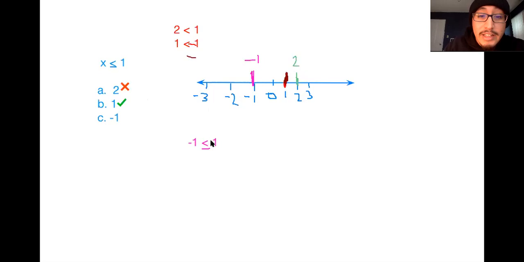And then let's keep going. Negative 1 is less than or equal to 1. Is negative 1 equal to 1? No, one is negative, the other one is positive. So although they're not equal, negative 1 is less than 1. So that makes it correct.